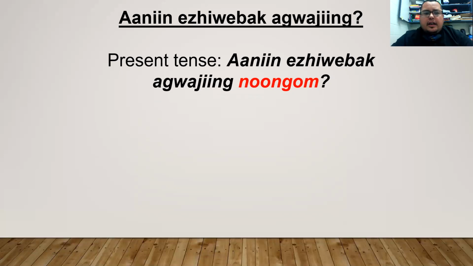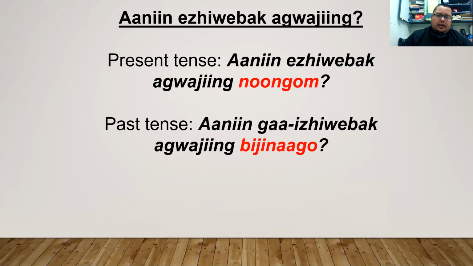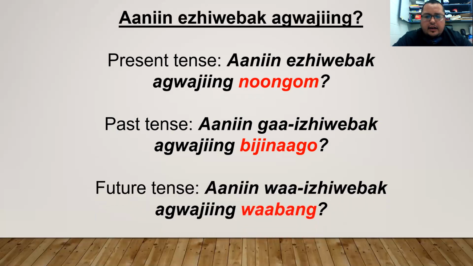So talking about present tense, anin ejiwebak agwajing nungam. Remember our word for present tense, nungam, now or today. Past tense, anin ga ijiwebak agwajing bijinago. Okay, bijinago, past tense, yesterday, before. Future tense, anin wa ijiwebak agwajing wabang. Wabang is future tense, tomorrow.